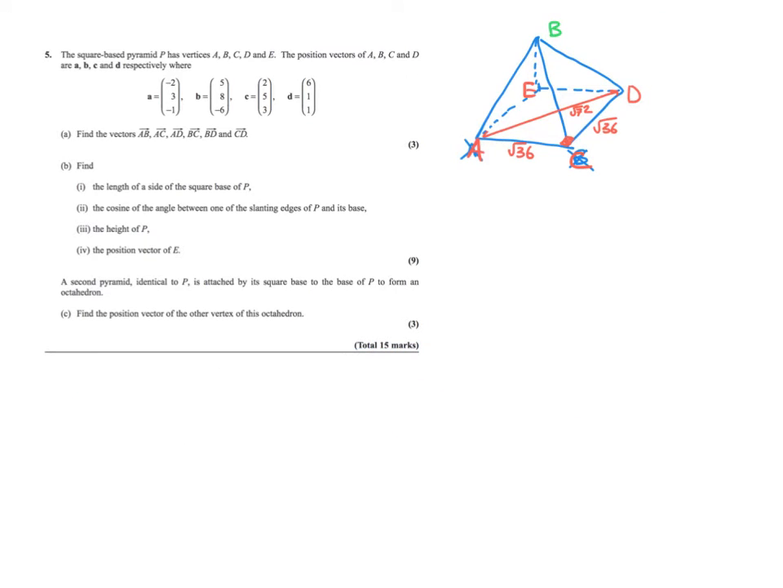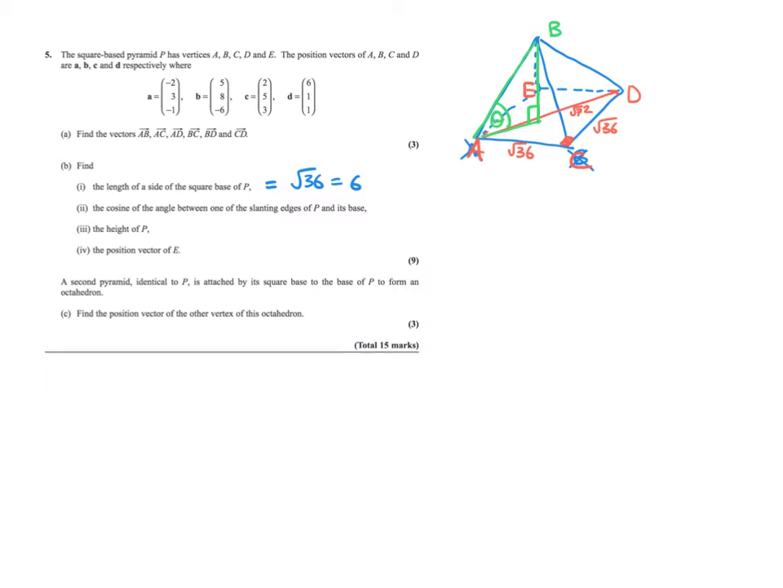So, B part 2. Actually, B part 1, the length of a side of the base is √36 or 6. Now, part 2, the cosine of the angle between one of these edges here and the base, well, here we go. So I'll draw in my right angle triangle, call this angle theta that we're looking for.